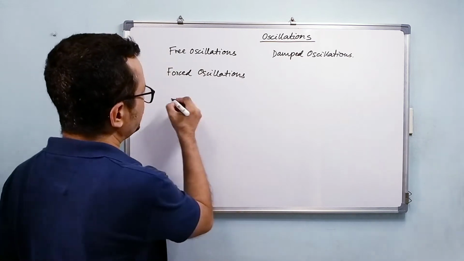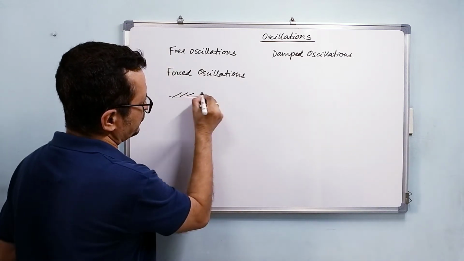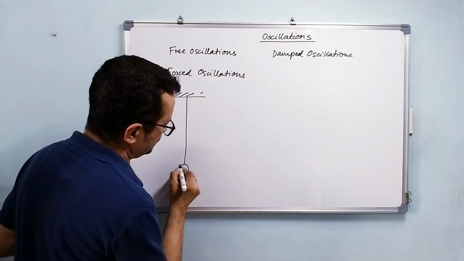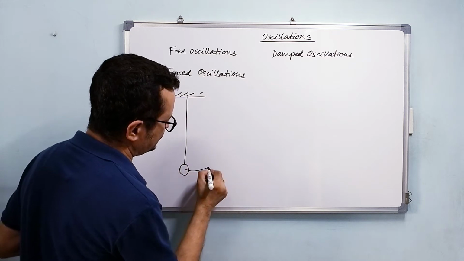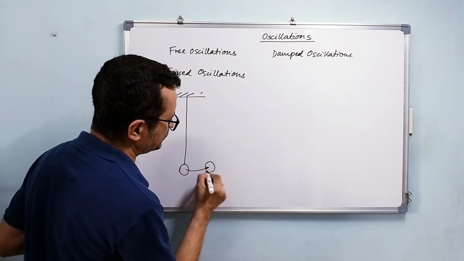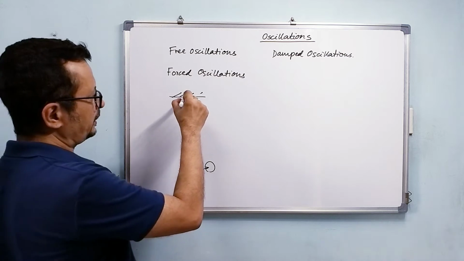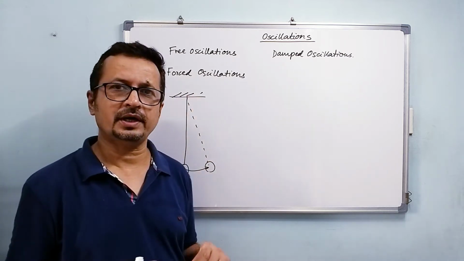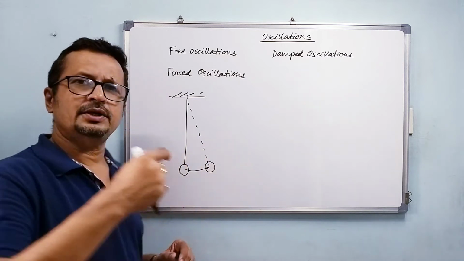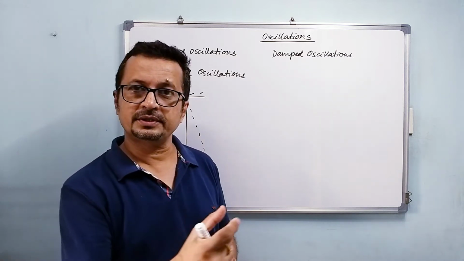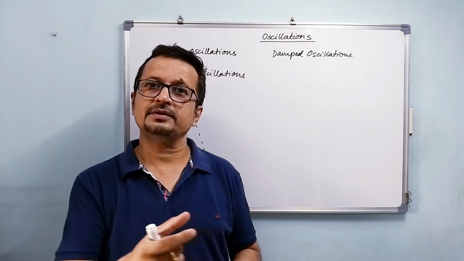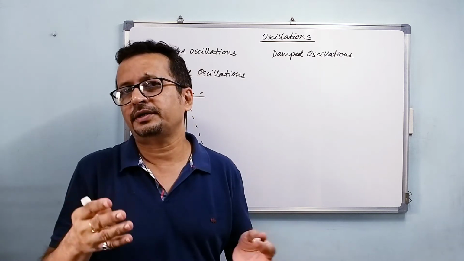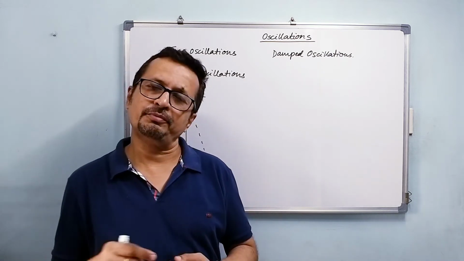I have this simple pendulum here. I just give it some displacement. I take this bob and I'm going to leave it, and then it goes back to the mean position. It goes further and again comes back, and it is set into oscillatory motion.